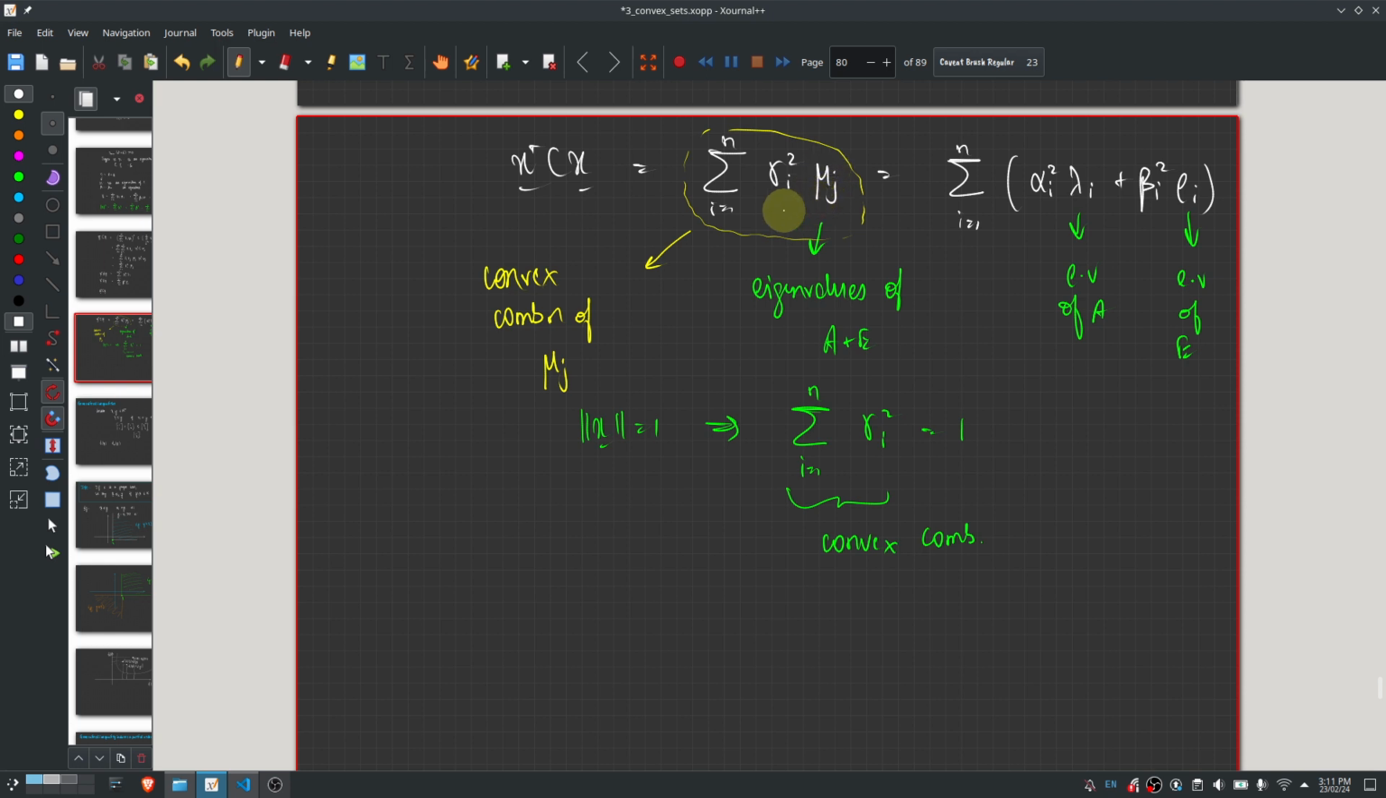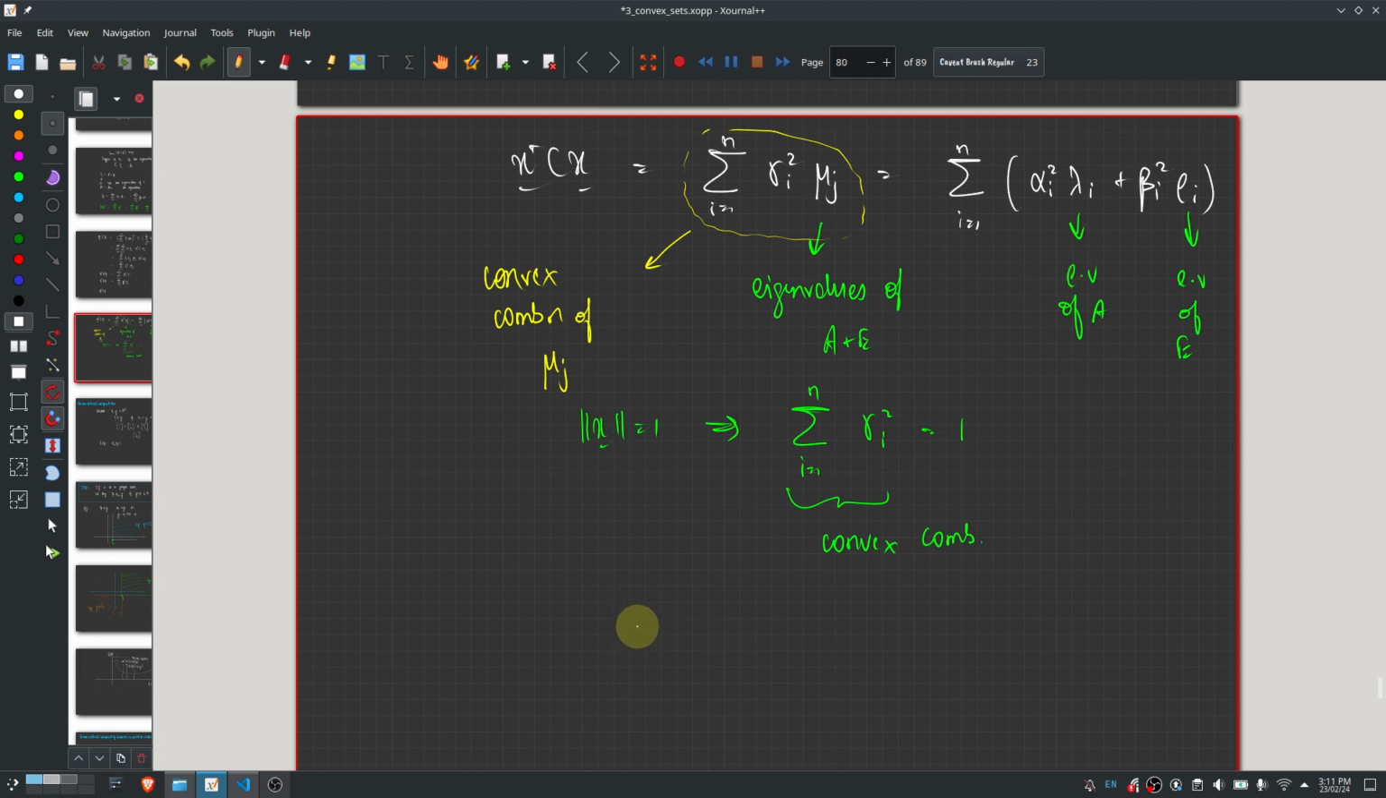Remember, that is what I want. We need to somehow bound each mu i, because mu j's are the eigenvalues of A plus E. What I want to know is how large can the eigenvalues of A plus E be, and how small can they be, in terms of the eigenvalues of A and E. Okay, so let us just first try to bound this particular quantity.